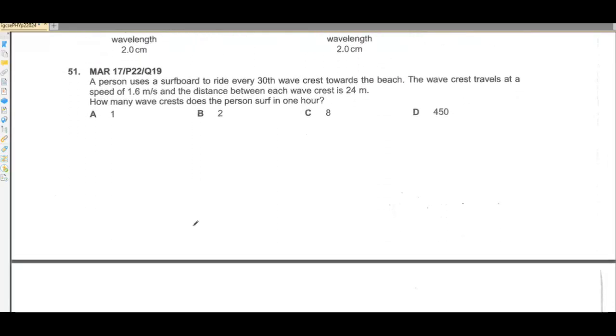Okay, question number 51. A person uses surfboard to ride 30th wave crest towards the beach. The wave crest travels at a speed of 1.6 meter per second and the distance between each wave crest is 24 meters. How many wave crests does the person surf in 1 hour? Okay, achha, this question requires a little more calculations than is usually required for a 1 marks question, but inshallah, I'll be teaching you that and you'll understand that as we get done with this question.